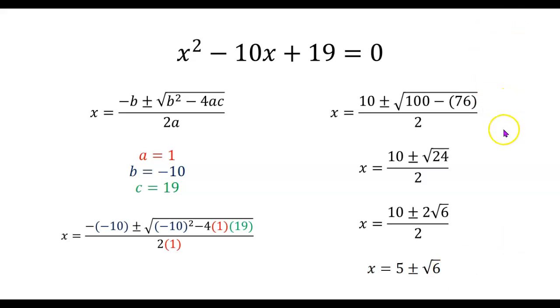And if you watched my bonus video about completing the square, maybe you remember that this was one of the examples that I did that way. So if you watched my bonus video, you saw me solve this equation by the completing the square method, and this is what we got for our solutions. 5 plus or minus the square root of 6.